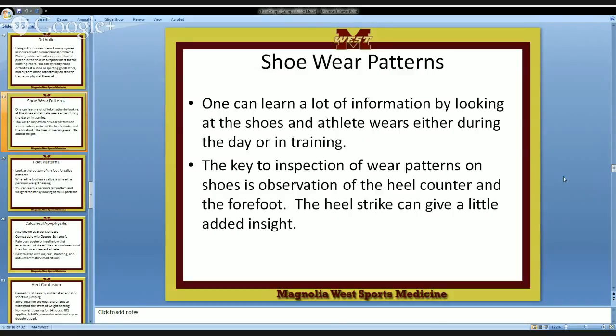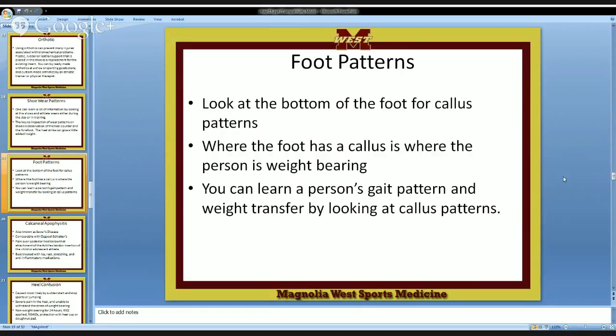Stay on task. All right. So the key to inspecting the wear pattern is the observation of the heel counter and the forefoot. The heel strike can give a little added insight. So what else can we do with that? This should lead into this.